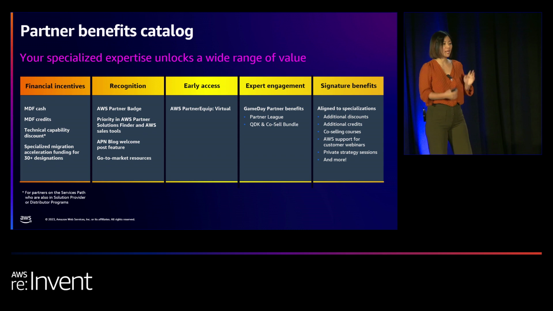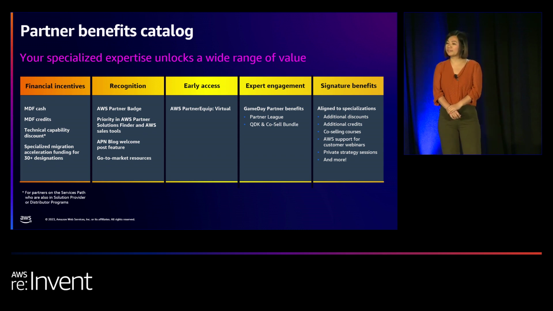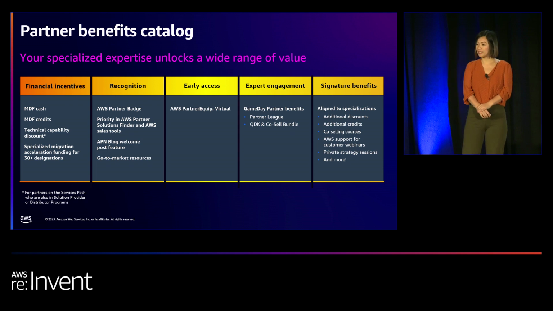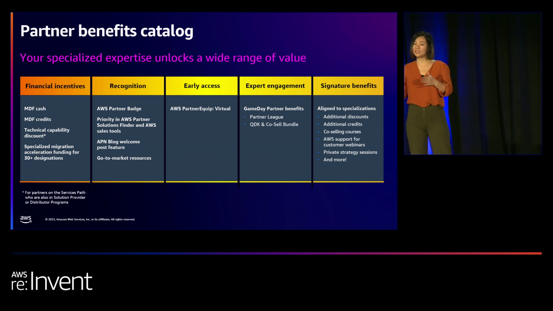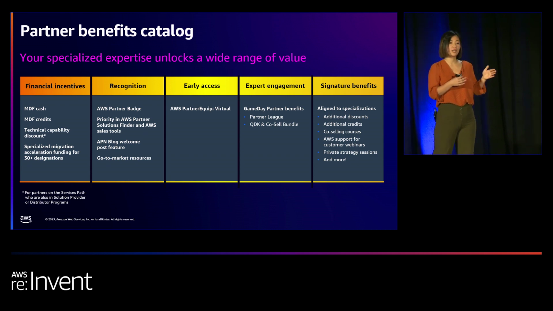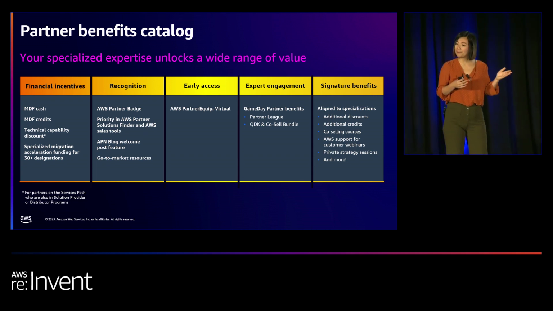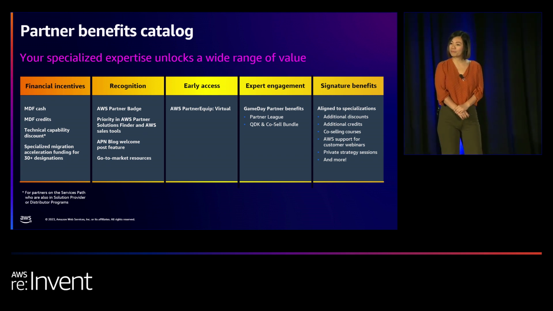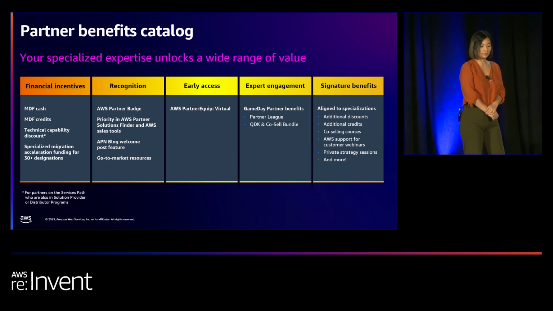To start with, there are financial incentives you can obtain. You may have heard of Market Development Fund, MDF, and you can gain $5,000 MDF cash for each service delivery designation, or $10,000 per designation for competency. Along with that, there is MAP, Migration Acceleration Program funding, that's eligible with up to 30 designations.